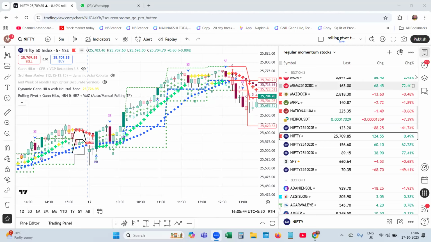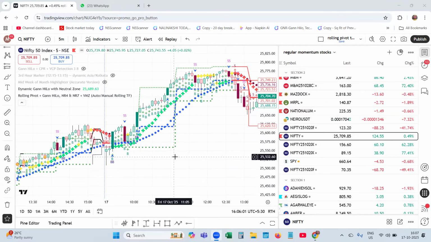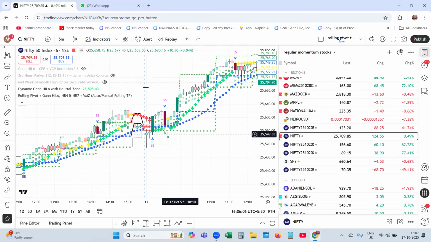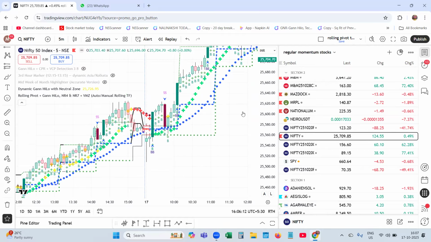Very good evening, friends. My indicator is giving a bumper harvest for all the traders who have bought it. I am going to demonstrate how today's trade went and how you could have traded properly with this indicator. I'll start with the dynamic rolling pivot, reversal magic.